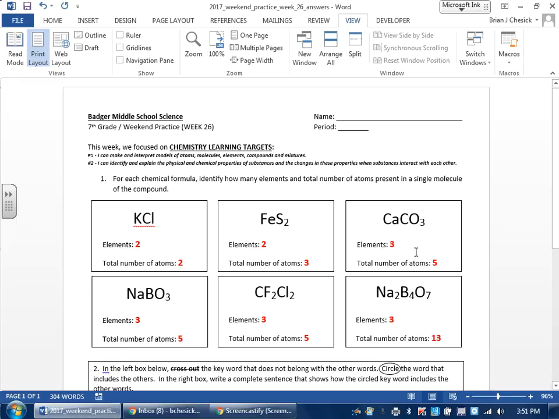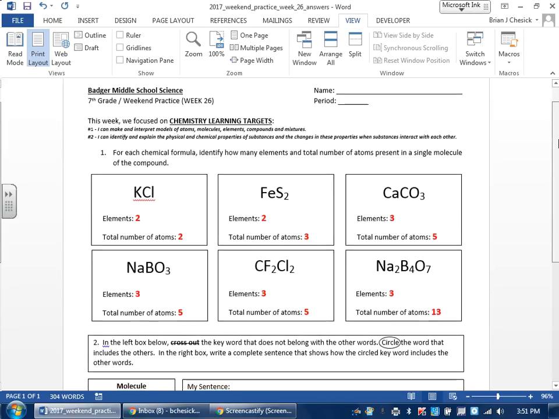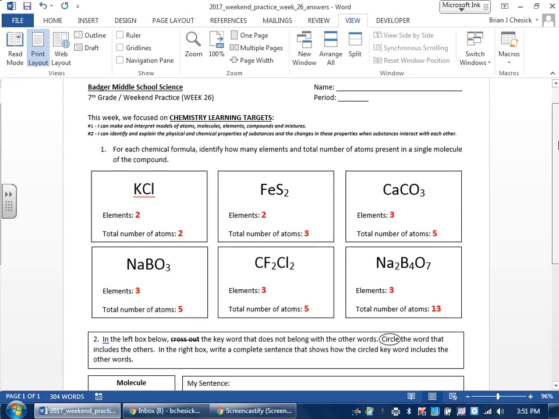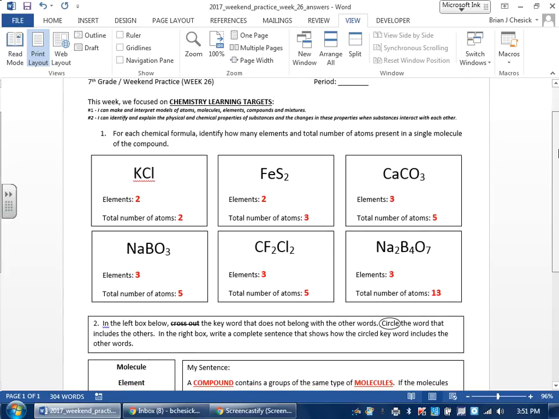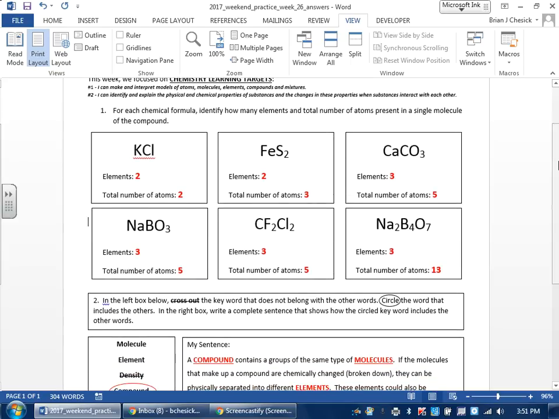All right, hopefully you took some time this weekend to try the practice sheet. There's some pretty useful chemistry practice problems, as well as one problem that's asking you to think back to our energy unit. In the first question, it says for each chemical formula, identify how many elements and total number of atoms are present in a single molecule of each of these compounds.